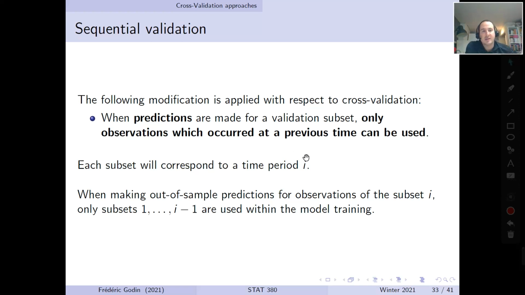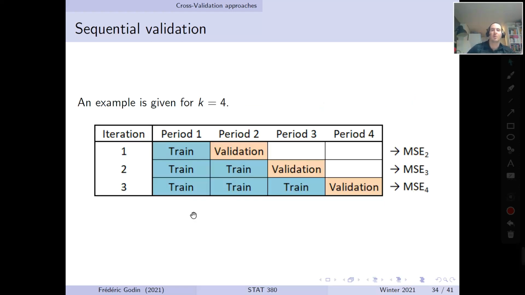So in this case, each of the subsets, as we mentioned, will correspond to some time period I. So when we're making out of sample predictions for an observation in subset I, we will only use the subsets 1 until I minus 1 to make the prediction. We shall not use I plus 1, I plus 2, etc., because these are future observations with respect to time I. So in practice, we don't have access to them to make predictions. So when we assess the performance, we don't necessarily want to use them. Okay, so this illustrates the difference between regular cross-validation and sequential validation.